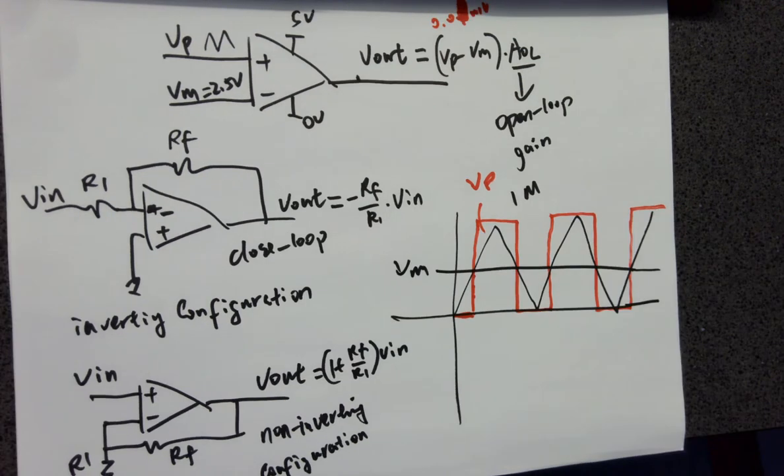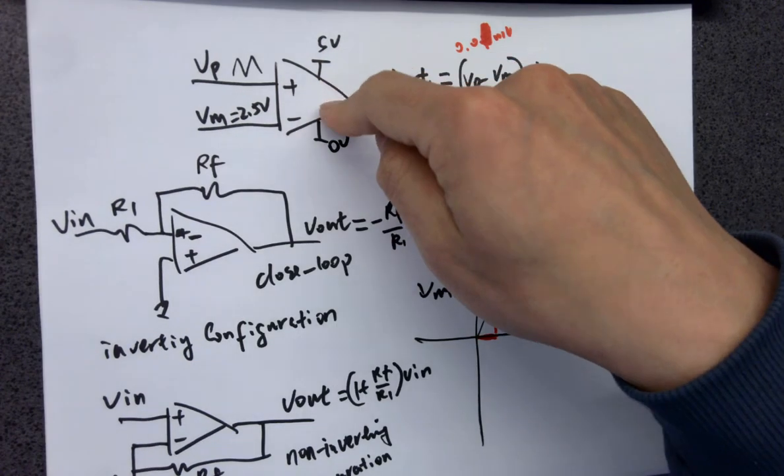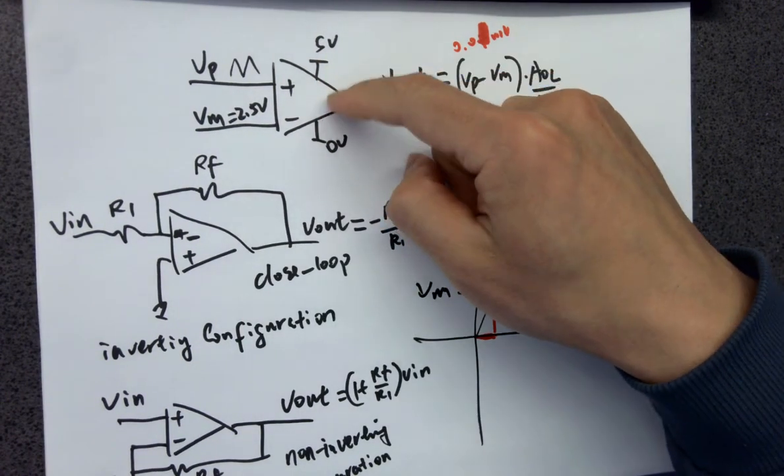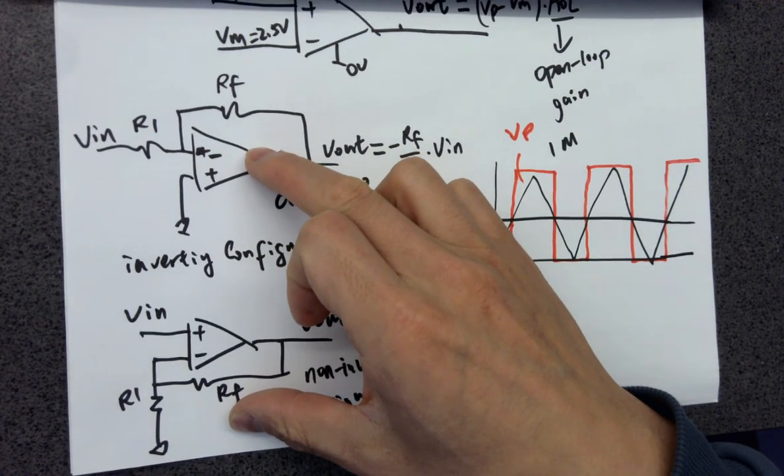Okay, so if there's no closed loop or feedback resistors, and this op-amp is being operated in comparator mode, but these are different. Keep in mind, these are different.